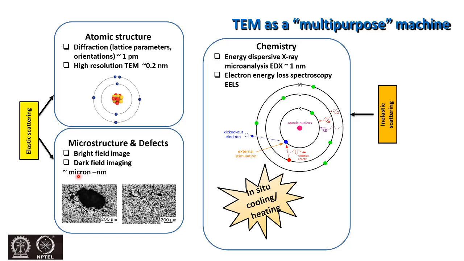It will give information from the micron level to the nanometer level, and the chemistry information also we can get. This is from the inelastic scattering. So X-rays, energy dispersive X-ray microanalysis, which has a resolution of around 1 nanometer, and then electron energy loss spectroscopy, EELS. These also can be analyzed in the TEM.